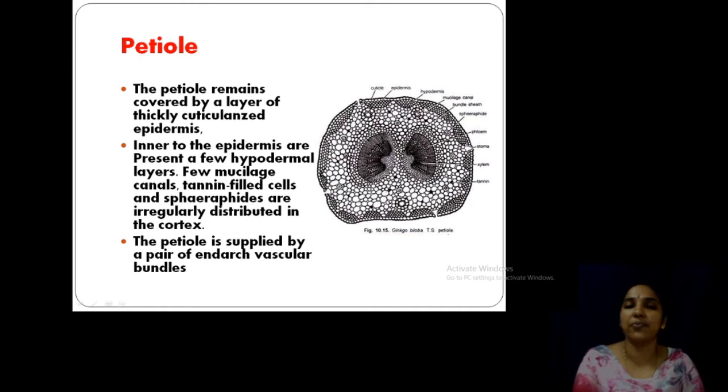Hypodermis is thick, that is a very important part here. That is a few-layered hypodermis, which is absent in the case of the leaf, and mucilage ducts are also present, and tannin-filled cells are also present. Okay. Then spiroraphides are distributed in the cortex. The raphides, you know, those calcium oxalate crystal-like structures, are also distributed in the cortical region.